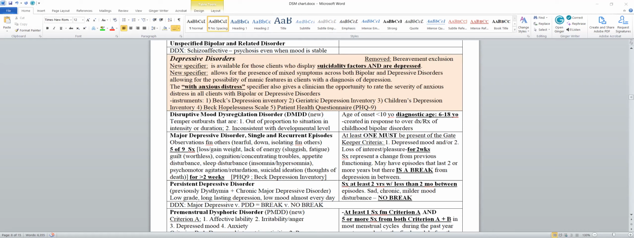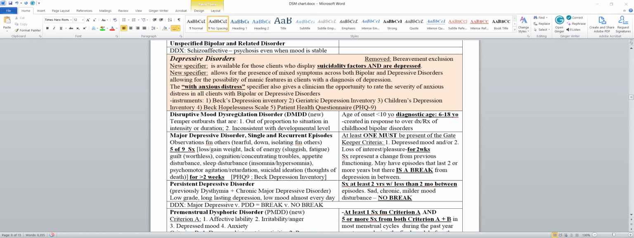The specifier with anxious distress also gives the clinician the opportunity to rate the severity of anxious distress in all clients with bipolar or depressive disorders. Instruments include Beck's Depression Inventory, Geriatric Depression Inventory, Children's Depression Inventory, Beck Hopelessness Scale, and the Patient Health Questionnaire, PHQ-9.